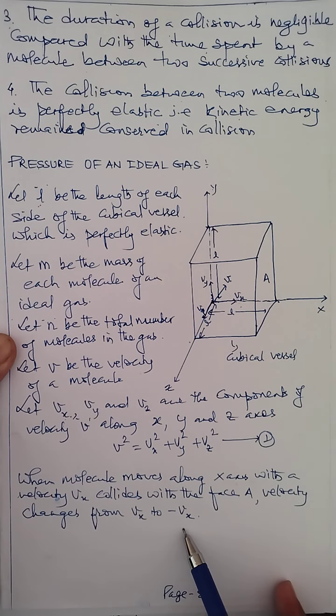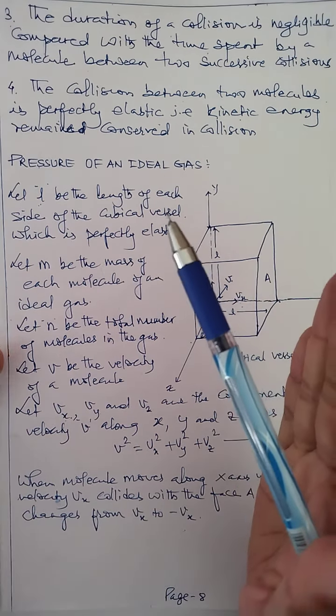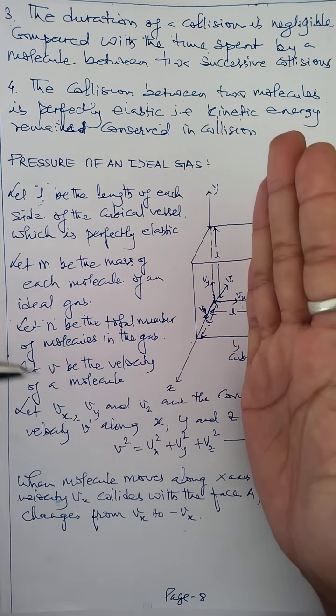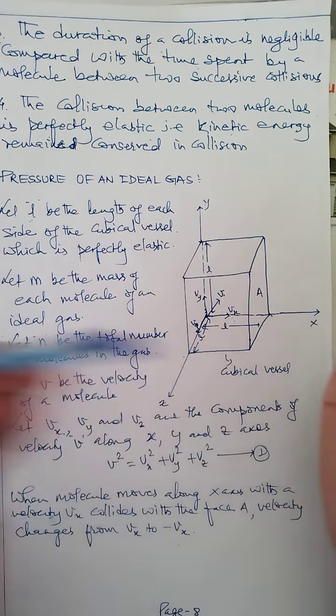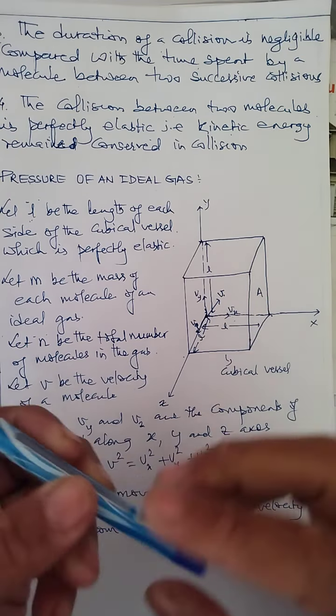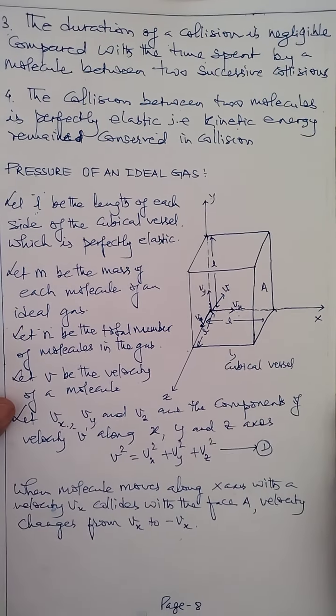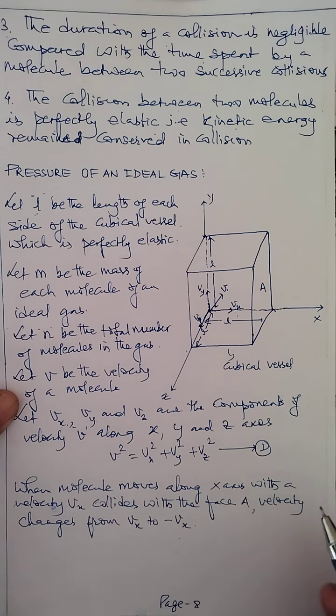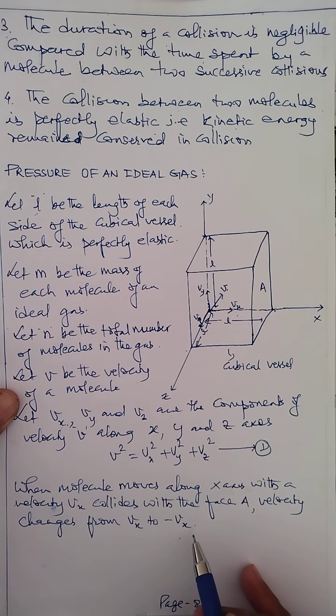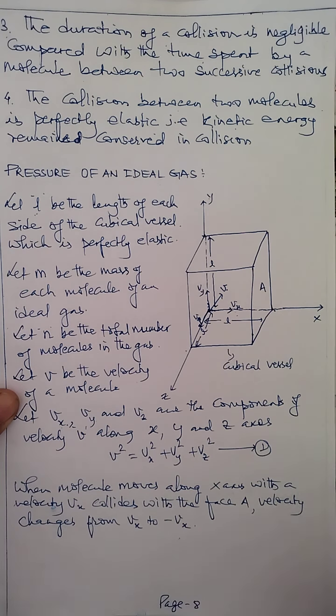Minus bx. Just like suppose this is a wall. If the molecule collides along the x-axis with a velocity bx, after collision it will return back. It rebounds back in the opposite direction. At that time, the velocity acquired by the molecule will be minus bx. So children, look at this. Velocity changes from bx to minus bx, and this is along the x-axis.